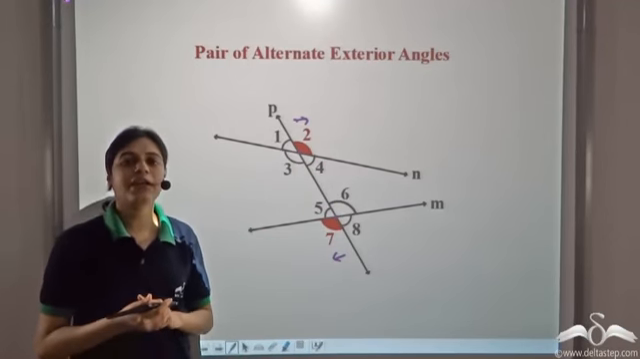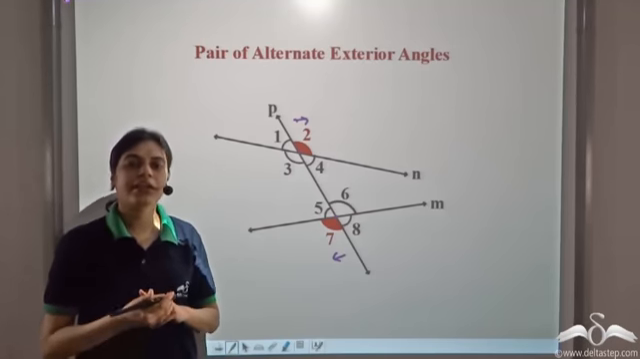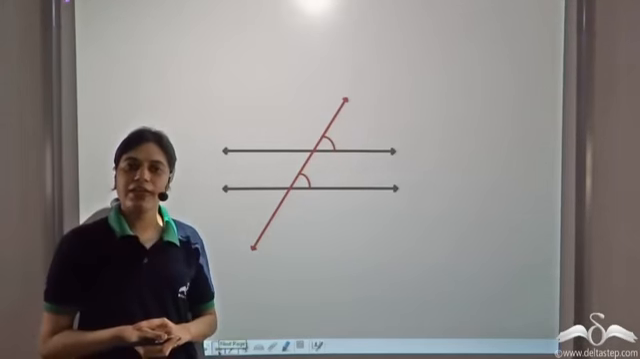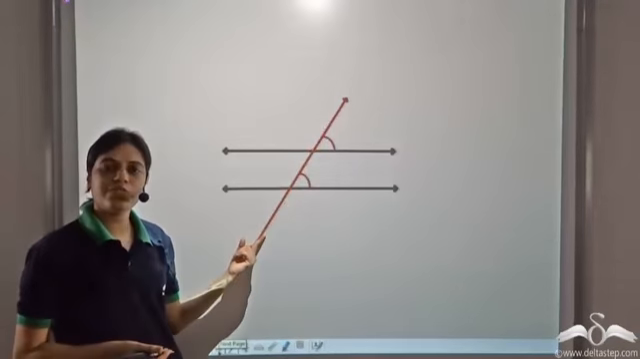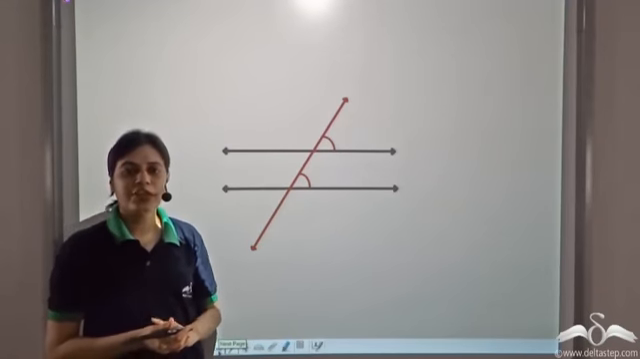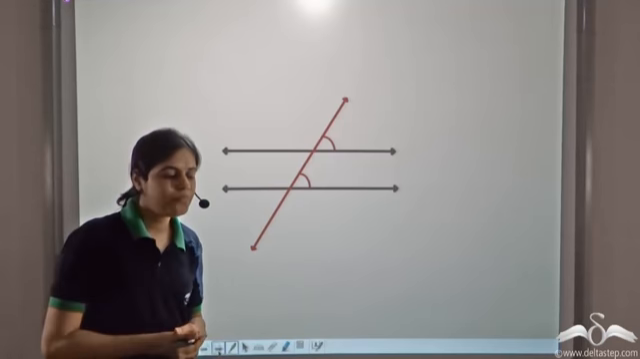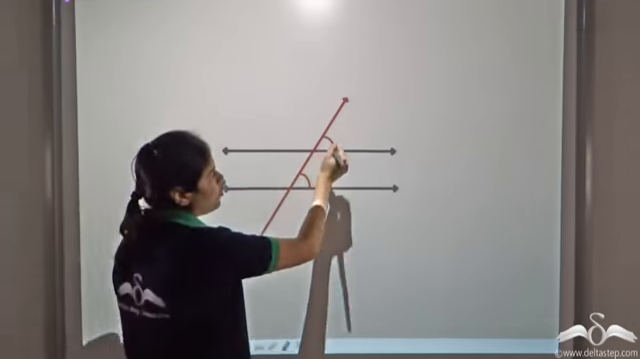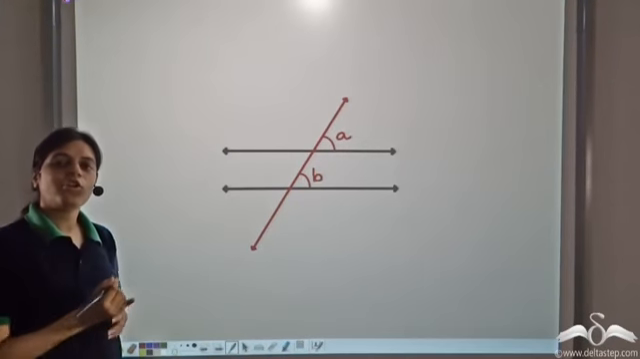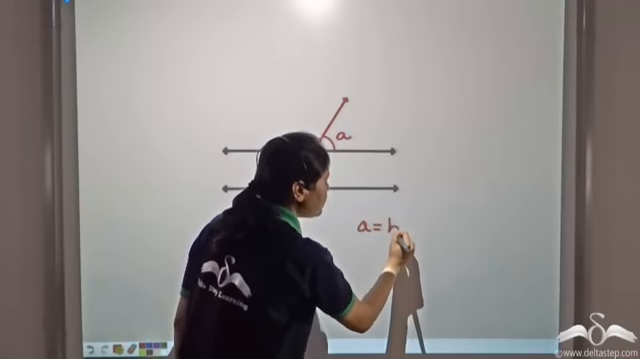Now let us see if we can identify a relation between the pair of alternate exterior angles in case of parallel lines. So these are two parallel lines intersected by a transversal. These two are corresponding angles. We know that in case of parallel lines, corresponding angles are equal. So let's call this angle A and this angle B. Since corresponding angles are equal, we can say A is equal to B.